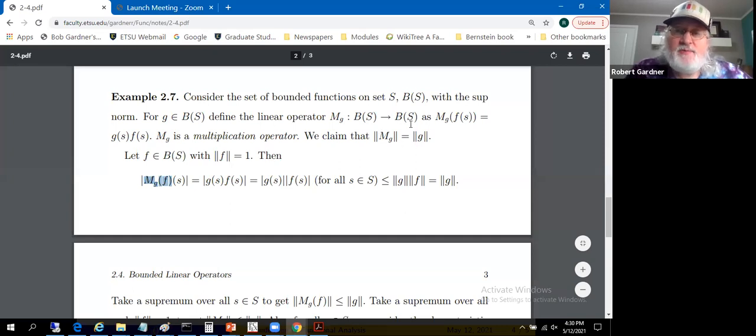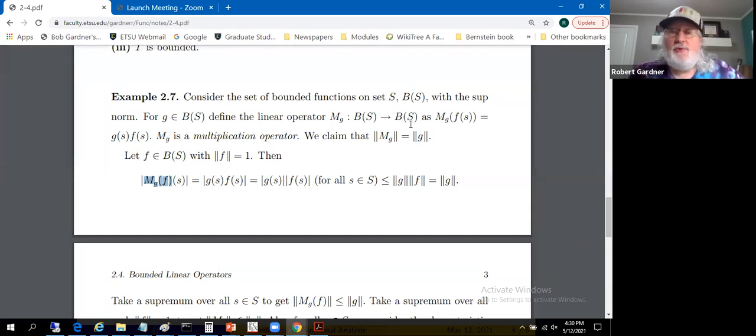We've seen worse things in the definition of sup norm. We had 3 norms there. Here we've got 2 norms. We've got the operator norm and we've got the norm on B of S. Previously we were mapping from one normed linear space to another. At least this time we're mapping from one normed linear space into itself. So we only got 2 norms here. But M sub G of F, hey, that is an element of B of S. So this highlighted thing here is an element of B of S. So if we want to talk about the norm of it, it's a sup norm.